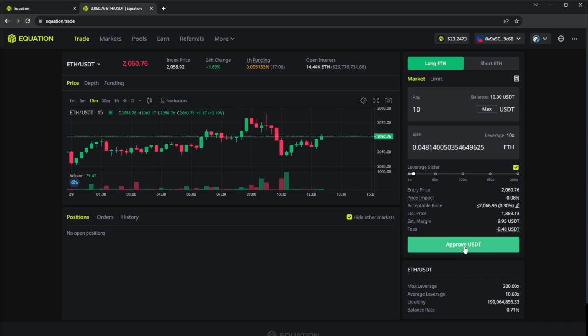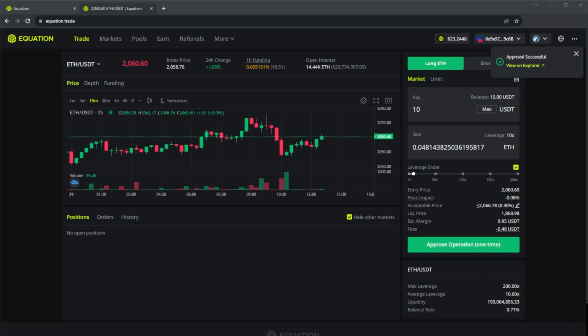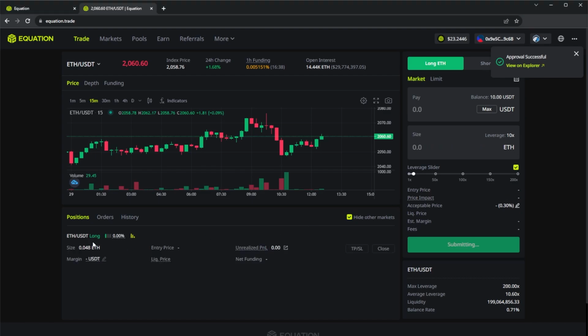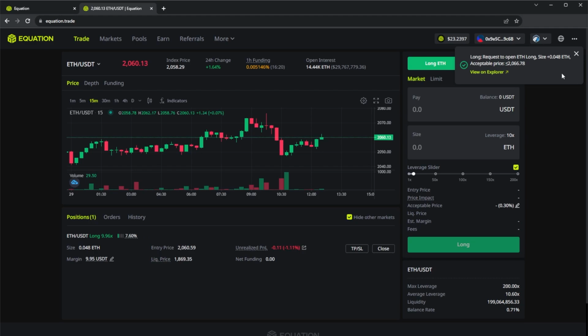So first, I will just need to approve my wallet for the spend, and then we can open this long position. Here we can see approval successful, and we need to approve the operation one time here, which is just one more confirmation on the blockchain. And now that approval has been successful, we can open our long position. So there we can see my ETH USDT long position. This has been accepted with my size. Again, remember we are using the 10x leverage and my acceptable price. So here we have the size entry, my margin, liquidation price, and my unrealized profit and loss.